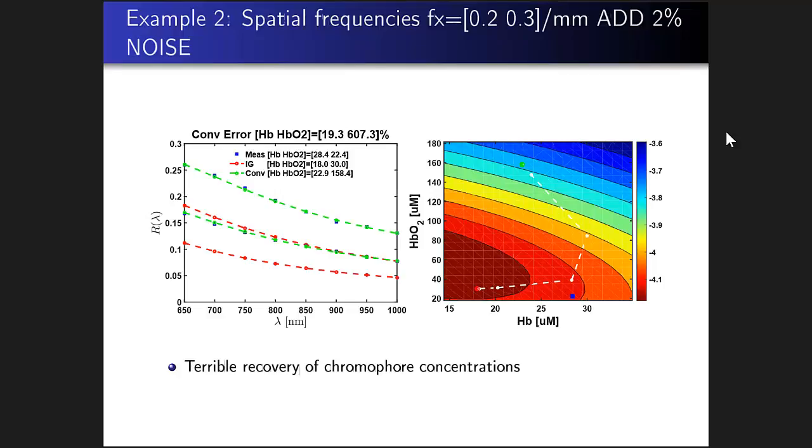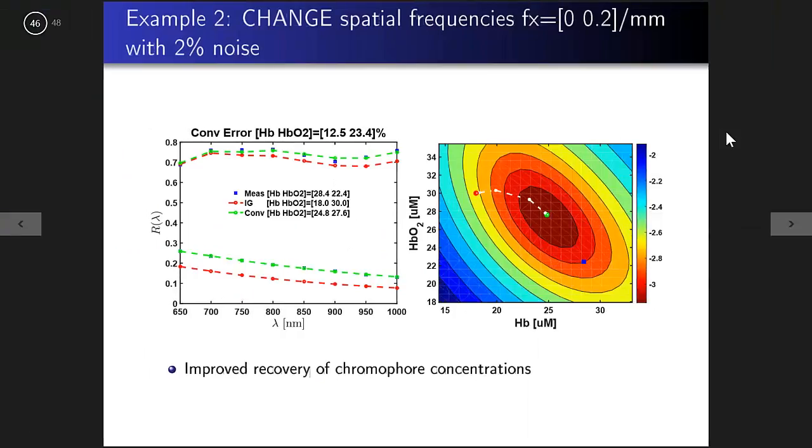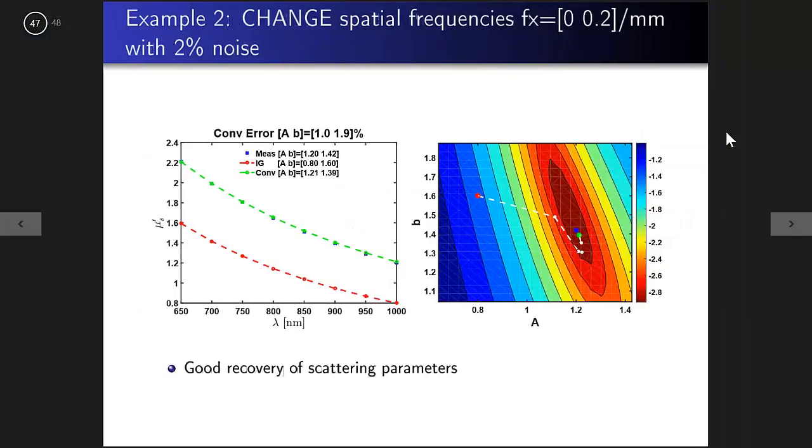So let's change our spatial frequencies to 0 and 0.2, and still with this 2% noise. And now you can see that the chromophore recovery is much improved. We're actually moving in the right direction to this trough. And for the scattering, they're still doing good. So this is another example of making sure that the model that you're using and the measurements you're taking apply to the things that you're trying to recover. Absorption needs path length.